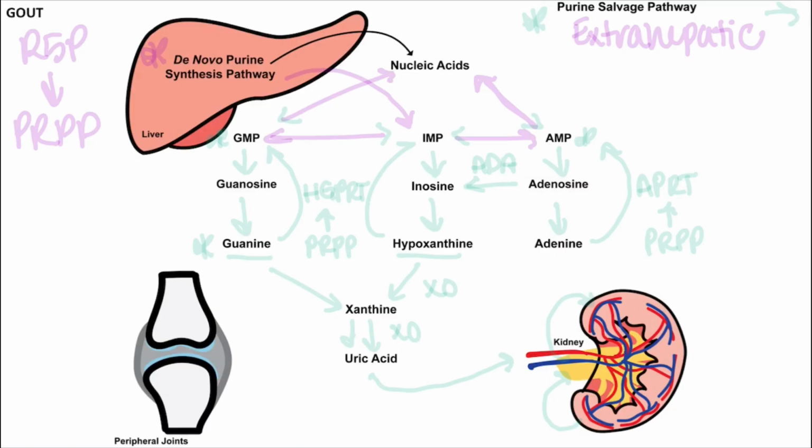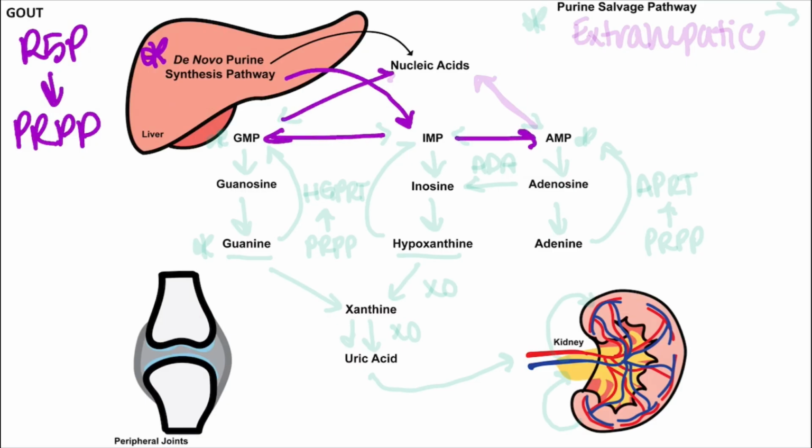So the first is the de novo purine synthesis pathway, and this occurs in the liver. This pathway begins with ribose 5-phosphate, or R5P, which is eventually converted to PRPP. And PRPP stands for 5-phosphoribosyl 1-pyrophosphate. Following a series of reactions, this will become IMP, or inosine monophosphate. And this is the purine precursor that can eventually become AMP or GMP and so on to form nucleic acids. And remember, this is occurring within the liver.